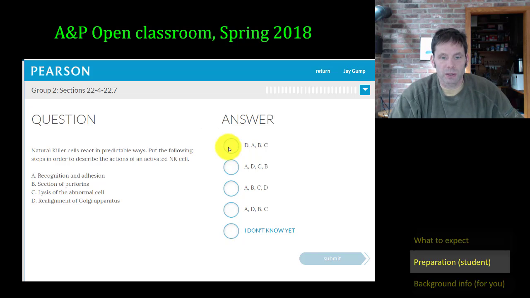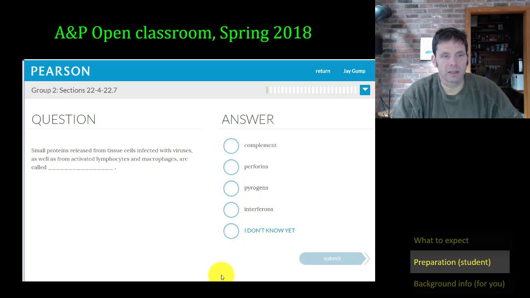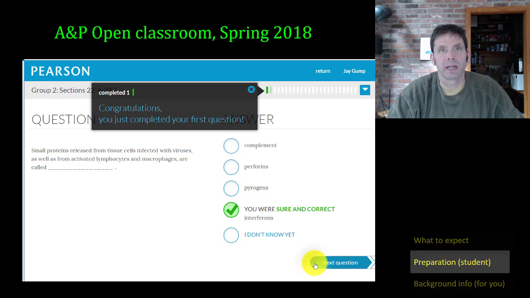When I get this first question, I'm going to click I don't know, and I'll show you what happens. Eventually, we're going to answer 8 questions. And after we finish, it's going to take me to an explanation for that particular question. So I'm going to submit that. And then look at this next question. Small proteins released from tissue cells infected with viruses, as well as from activated lymphocytes and macrophages, are interferons. Yay, I got it right.